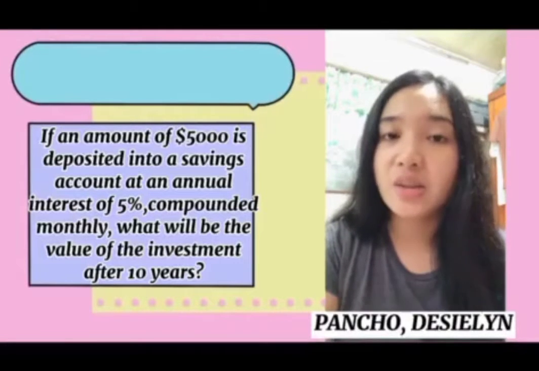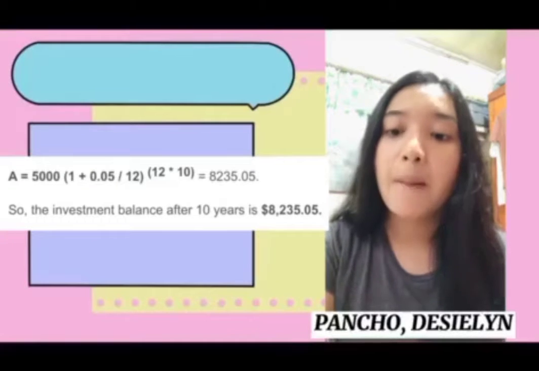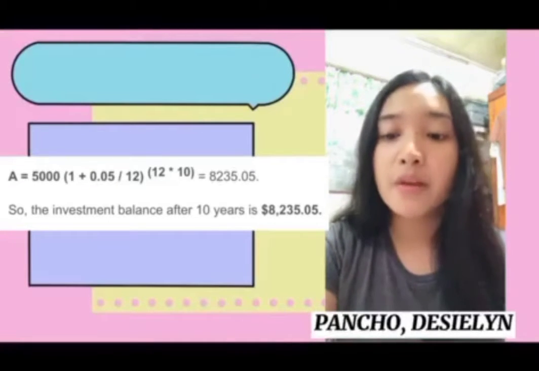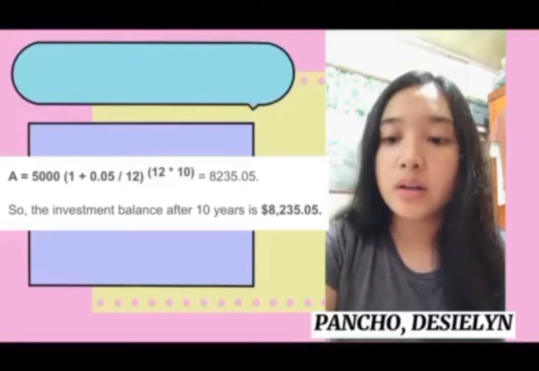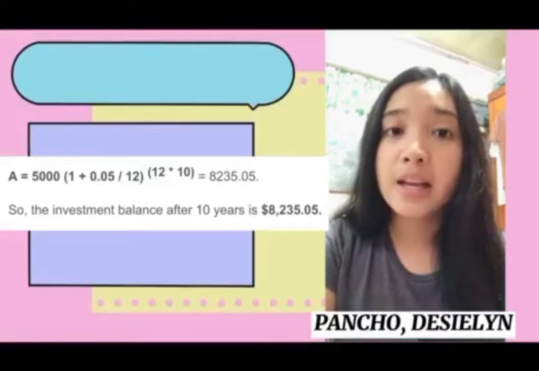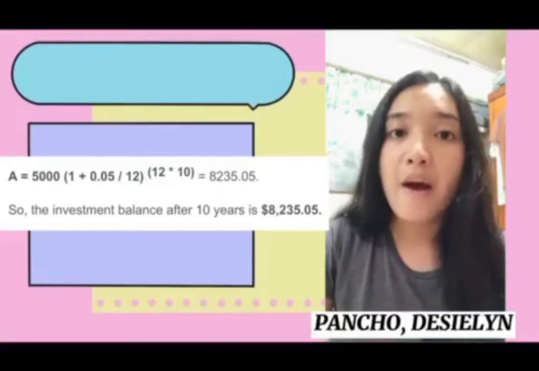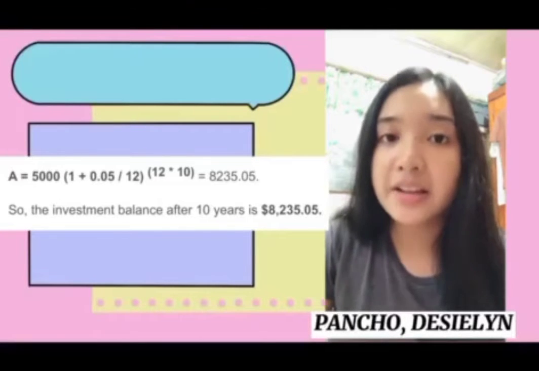In this case, we are just going to follow the formula, and our solution will be P equals 5,000 for the capital, R equals 0.05 because that is the decimal form of 5%, n equals 12 because there are 12 months in a year, and then T is 10 because it is 10 years.